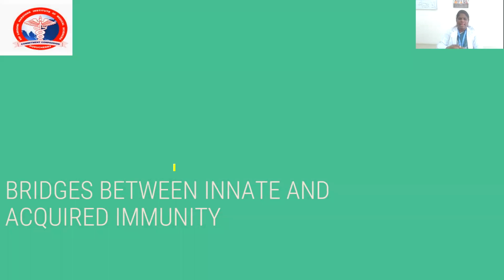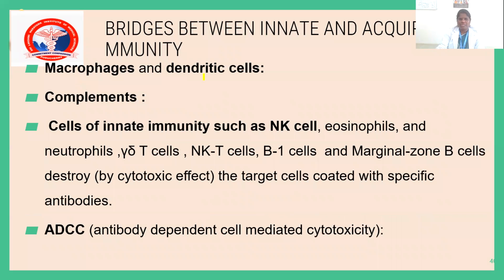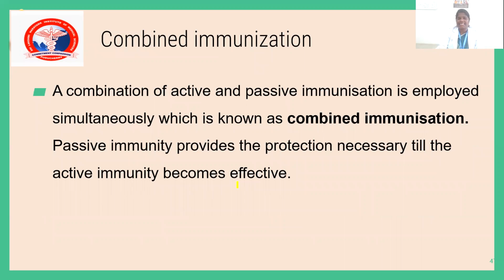What are the cells which help to bridge the innate as well as acquired immunity? Here there are cells like macrophages, dendritic cells, and complement. Even though these are innate cells, they participate: they grab the antigen and present it to the acquired cells, that is, B cells and T cells.